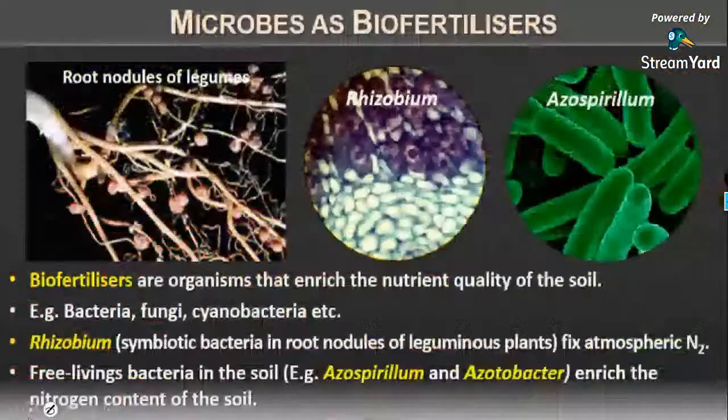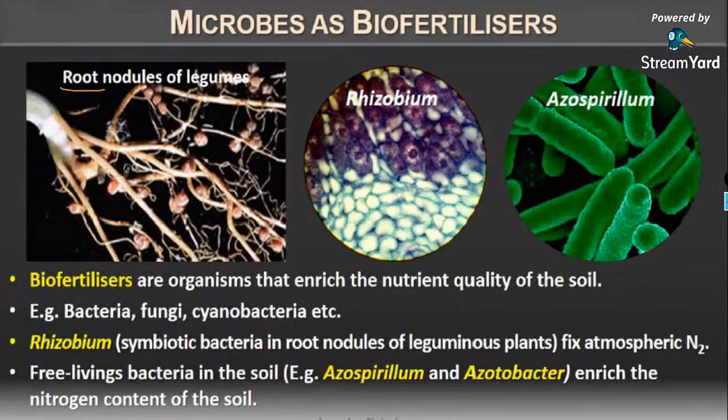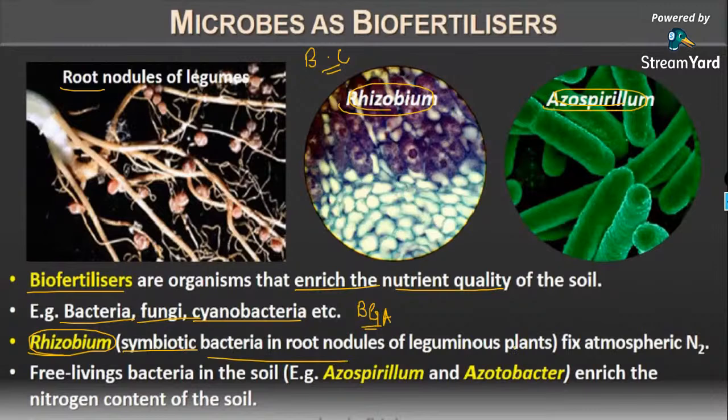We are moving on. First is the root nodules of legumes, Rhizobium, Azospirillum. Don't get confused. You may expect a question on this chapter clubbed with biological classification. What I mean by biofertilizer: they are organisms that enrich the nutrient quality of the soil. Examples may be bacteria, fungi, cyanobacteria. What do you mean by cyanobacteria? BGA, blue-green algae. First is Rhizobium. Rhizobium is actually a symbiotic bacteria in the root nodules of leguminous plants that can fix atmospheric nitrogen.